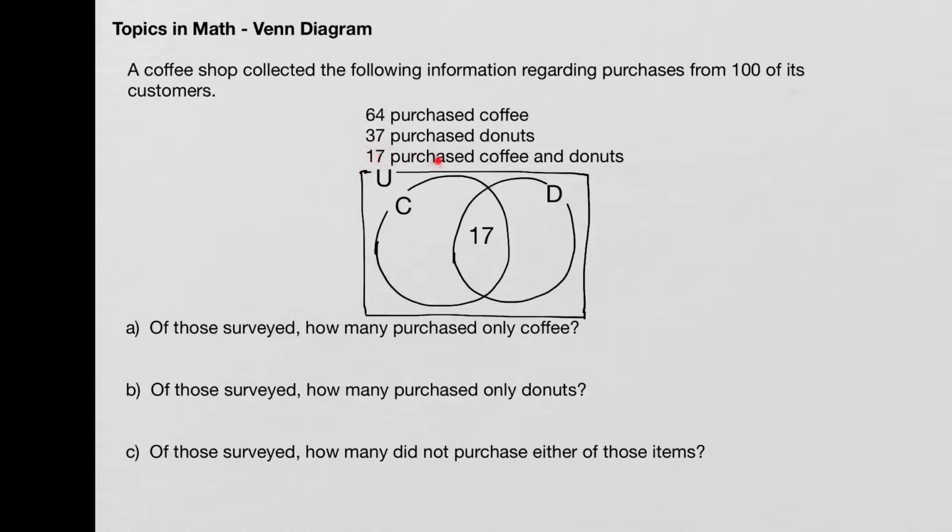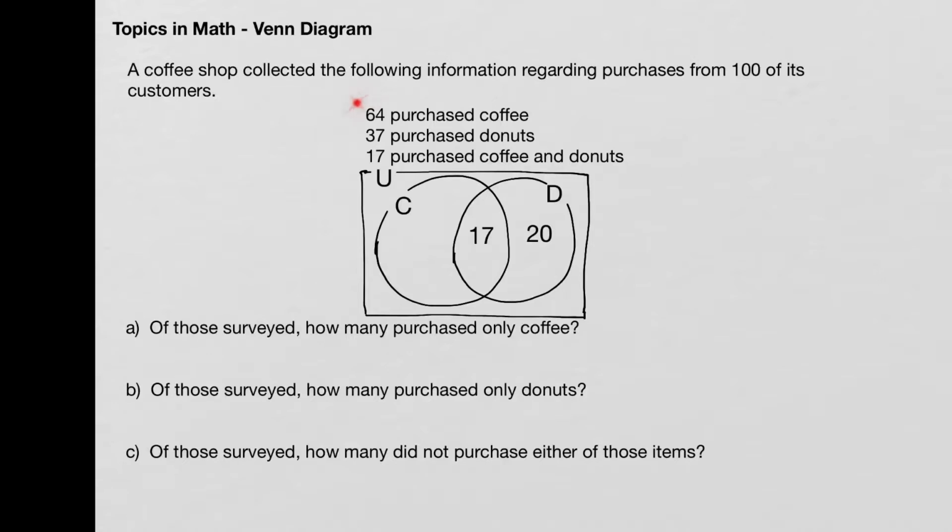We've already used 17 purchased both, so I'll just keep moving up the line. 37 purchased donuts. In this circle of people who bought donuts, we already have 17 who purchased both coffee and donuts. So now I need to figure out how many people purchased donuts but no coffee. And to do that, I'll take the 37 who purchased donuts, and that includes people who bought coffee and people who didn't buy coffee. So when I take away the 17 who did buy coffee, that gives me 20 who did not buy coffee but did buy donuts.